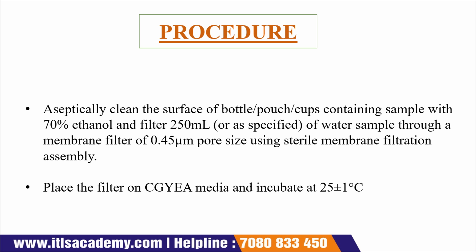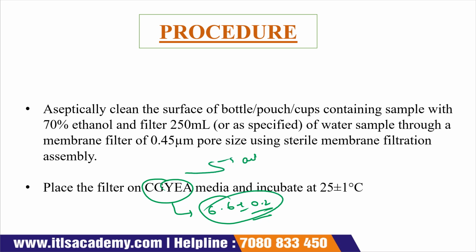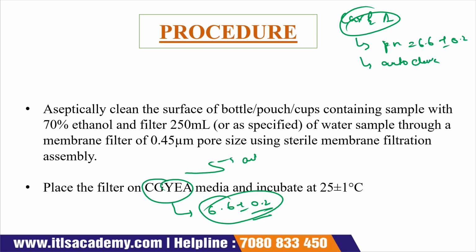Okay, so one more thing I just want to add here. The pH of this media should be around 6.6 plus minus 0.2. When we prepare this media, we have to maintain its pH around 6.6. Then what should we do? We autoclave it, the CGYEA. Then this autoclaving should be done at 121 degrees Celsius, 15 psi, for 20 minutes.